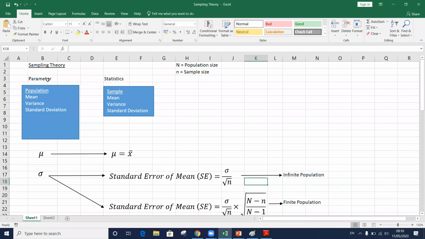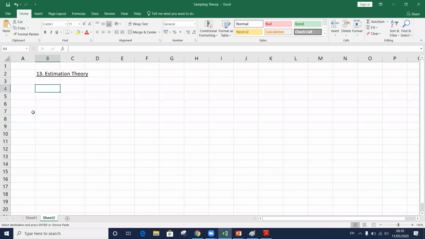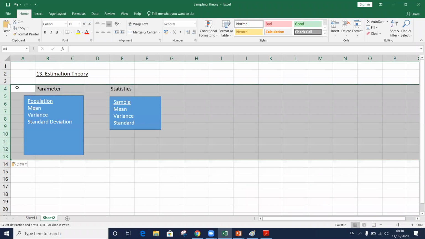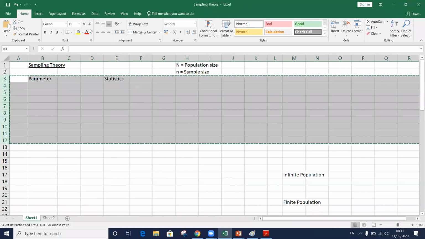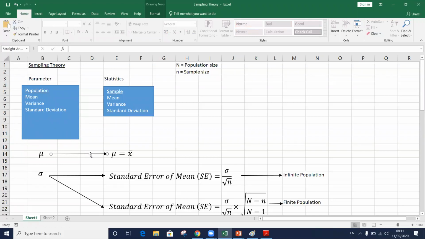Right? Yes, right? Here what we have done was we have gone through this direction, right? Based on the population, we arrived at conclusions on the sample, right?